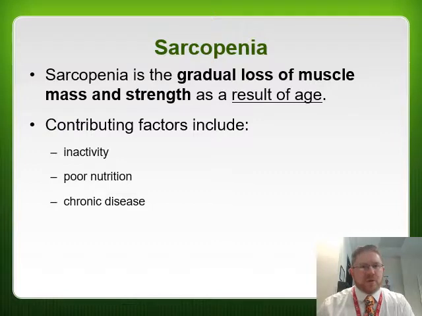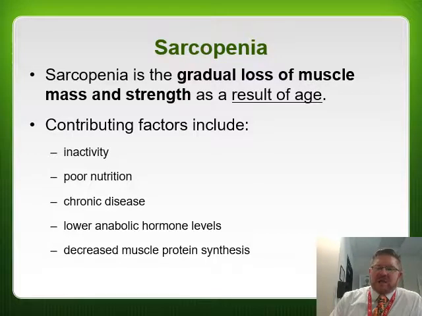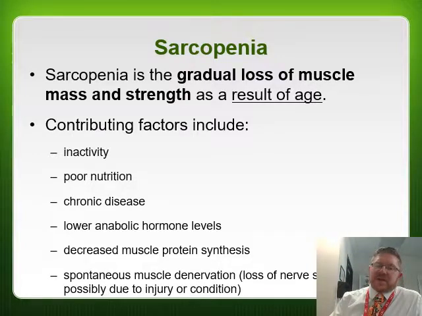Inactivity is still part of it. Poor nutrition is also part of it. Chronic disease, so other diseases that you might have, can lead to this. Lower anabolic hormone levels, so now you're not building as much mass to begin with. Your muscle protein synthesis, so synthesizing proteins to actually add muscle mass, that capacity diminishes, and that's an age-related process. And then spontaneous muscle denervation, so the loss of nerve sensitivity, possibly due to injury or other conditions. So there's a lot that's working against you as you get older. I guess that's what we're learning in this chapter.